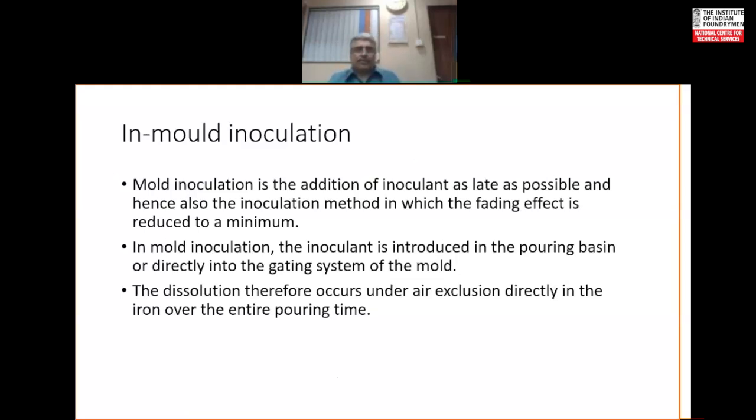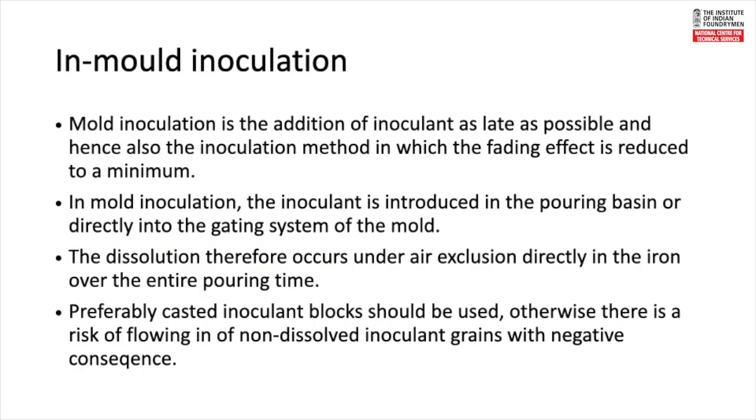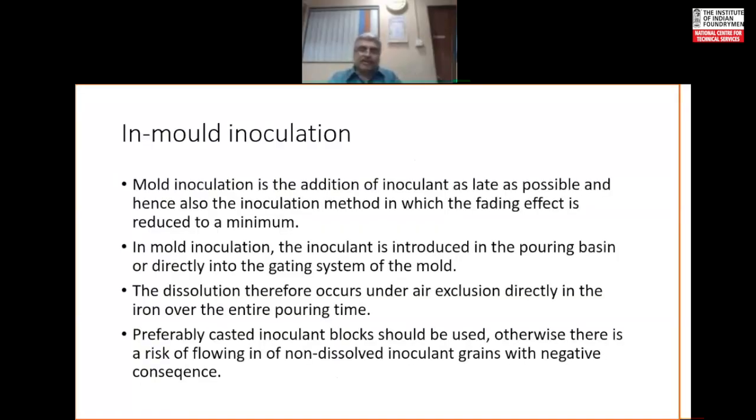The advantage here, of course, is that there is less contact of air and the iron directly flows over the inoculant all the time through the entire pouring cycle. Instead of compacted powder forms, the cast inoculant blocks are also used so that the risk of undesired inoculant going into the running system and into the casting, and its associated inclusion related problems, will not happen.